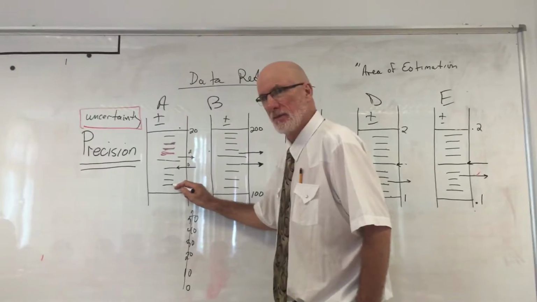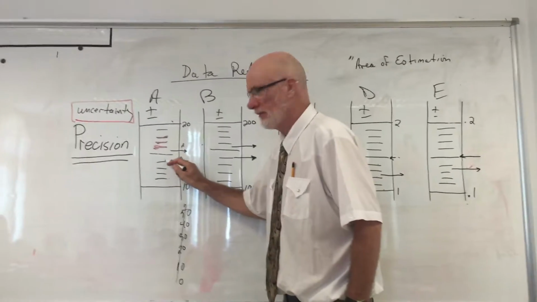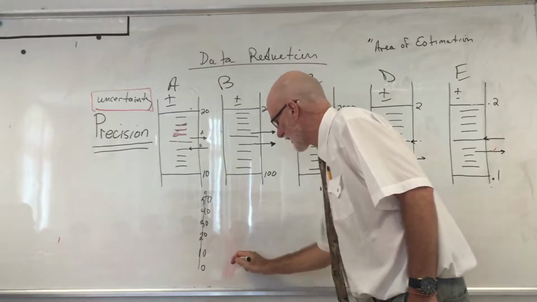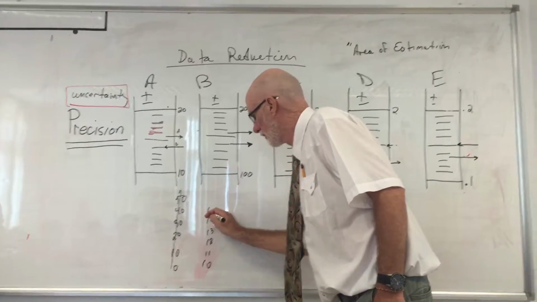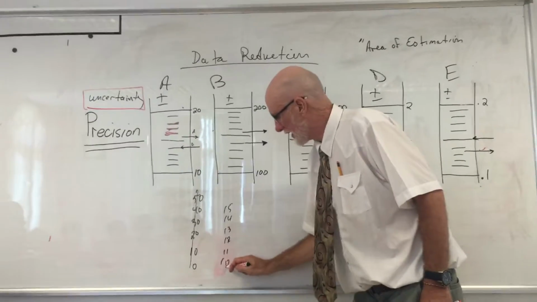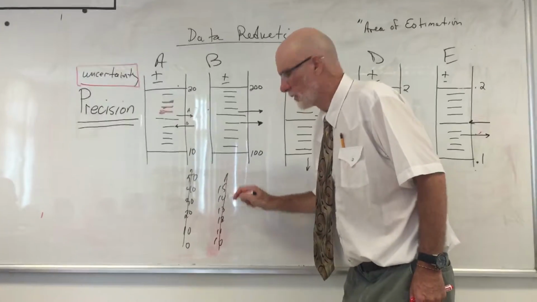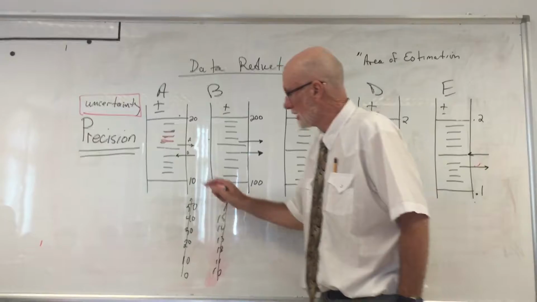Now let's look at this. 10, 11, 12, 13, 14, 15. All right, let's write that down. What place value is changing? Ones. Ones. Right? So that's ones. Okay, now.